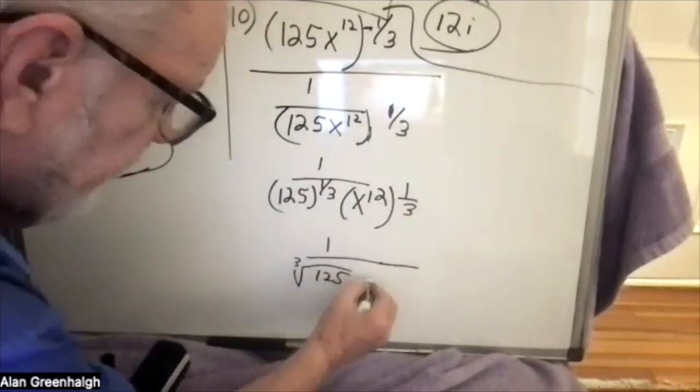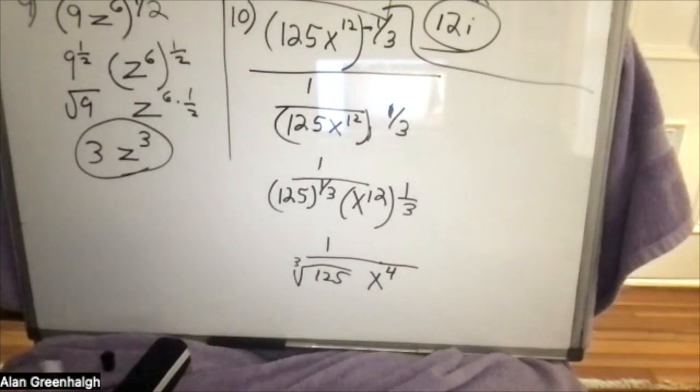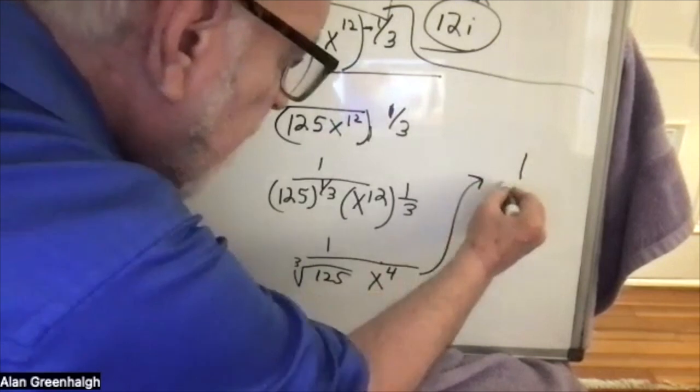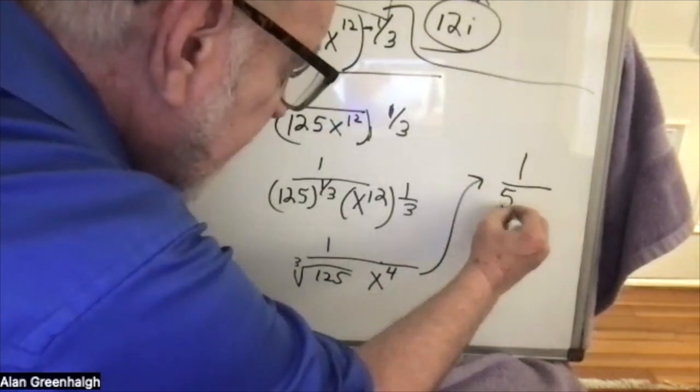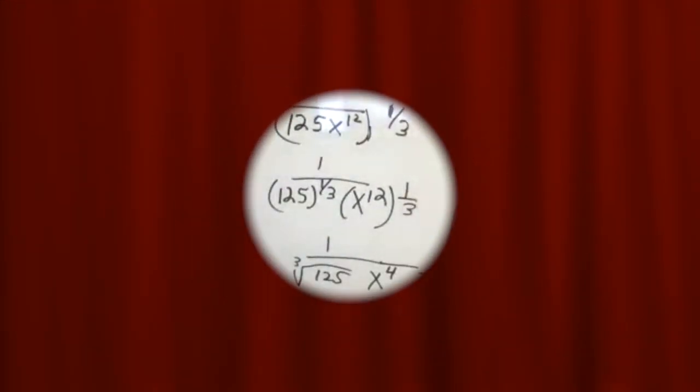And then 1/3 of 12 is x to the 4th. Now this becomes 1 over 5x to the 4th. This is the answer to the question.